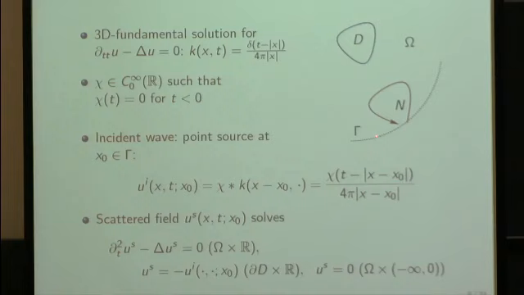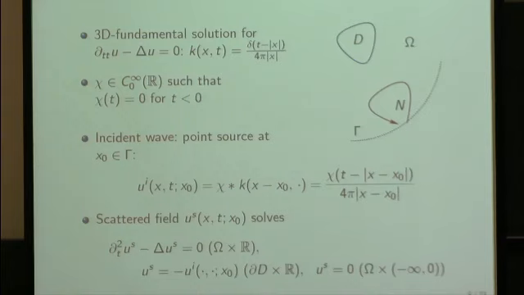So for points x0 on gamma, we look at incident point sources. Those scatter at D, and we collect the scattered fields on gamma. What are these point sources, and what are the scattered fields?